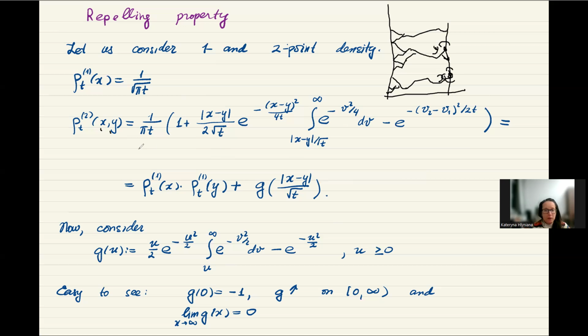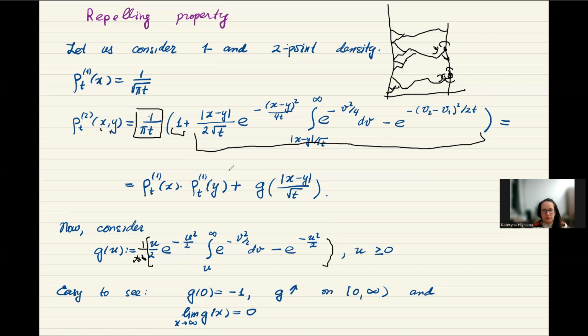And please notice that here we have this 1 plus, and actually we can represent this with this term. We can see that this is a product of one-dimensional, 1-point motion densities. And here I write plus some function g. This will be my function g. This one, I write it here. Okay, I forgot here pi 2, pi t. So this is my function g.